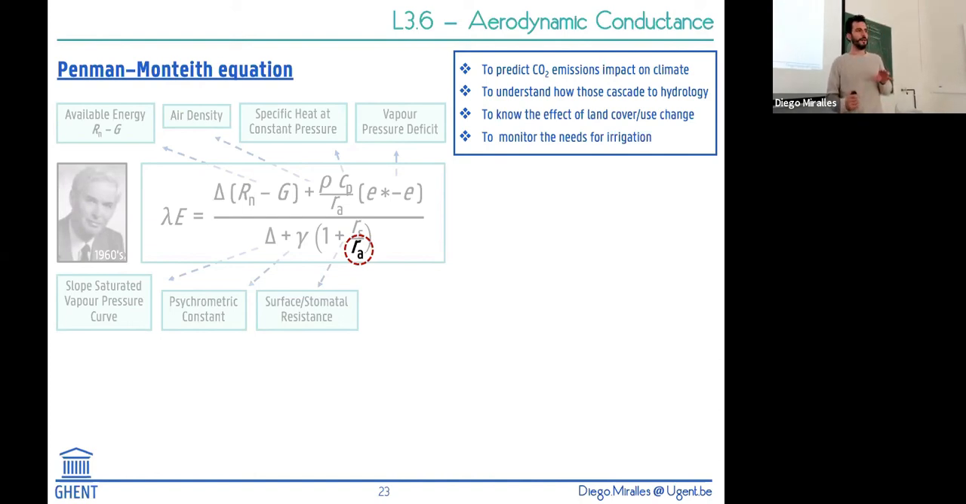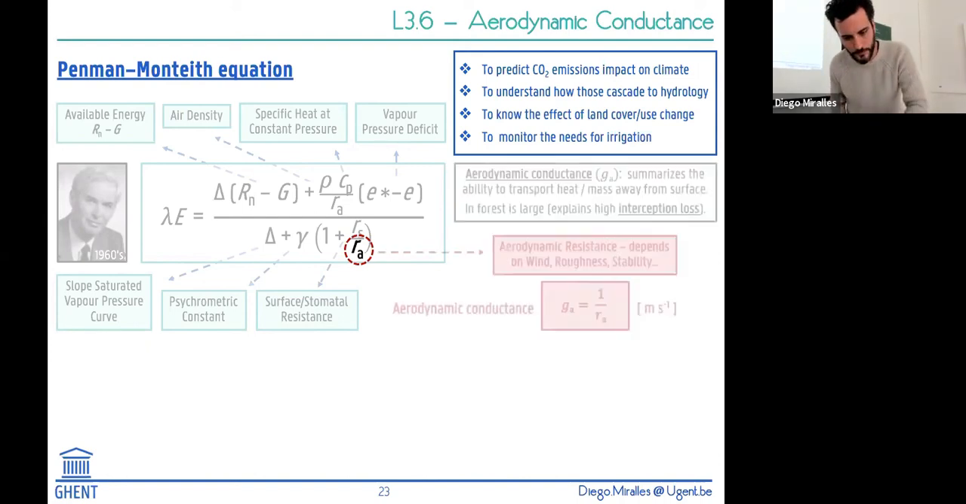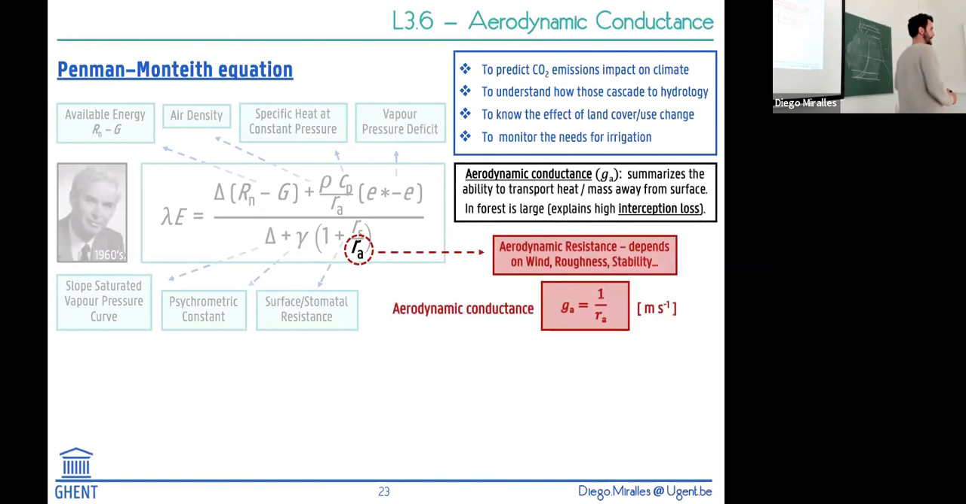So it's actually the most important equation in this course. Most of the terms are in here. We already saw them last week, actually. But this RA has been somehow elusive, so let's see what it is. That RA, which I mentioned, is the aerodynamic resistance. Sometimes I will refer to it as aerodynamic conductance, which is the inverse, just 1 divided by the resistance. It takes units of meters per second.